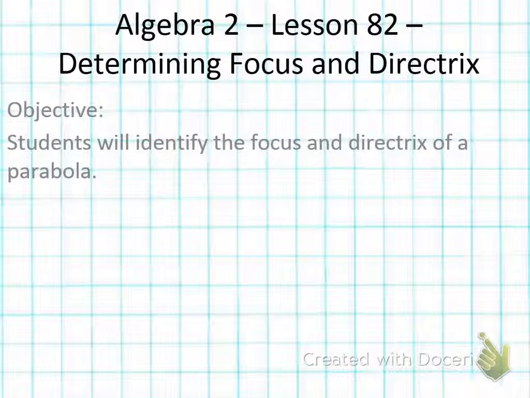Alright, so today's lesson is lesson 82. We're going to be determining the focus and directrix of parabolas. This is for every kind of parabola. If they're up or down or right or left, they always have what's called a focus point and a directrix. The focus is a point and the directrix is a line. So we're going to be talking about how to find those today.